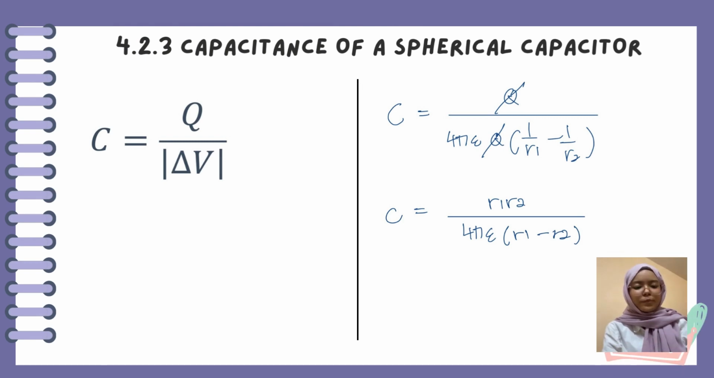Finally, we can obtain the capacitance by dividing the charge Q by the potential difference V. C equals 4 pi epsilon naught times 1 over R1 minus 1 over R2, all inverted. This is the expression for the capacitance of a spherical capacitor with inner radius R1 and outer radius R2 in a dielectric medium with permittivity epsilon naught.